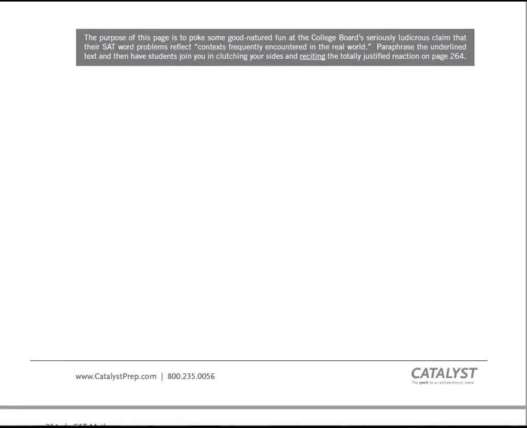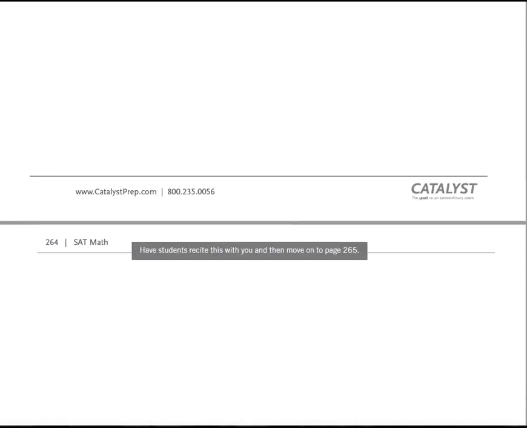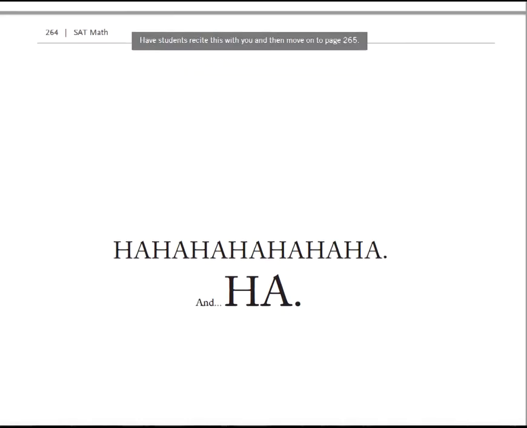And by the way, here in the teacher edition, and you can do this if you like, usually students will find this kind of amusing. You can poke fun at the notion that these problems are real world problems by just having the class recite along with you the ha ha ha ha ha and ha that's on this page. Usually students will find that kind of amusing. There's just something in the act, almost like the oath, of having students recite things that are kind of goofy that tends to really break up the monotony of the class and keep the energy level on high.